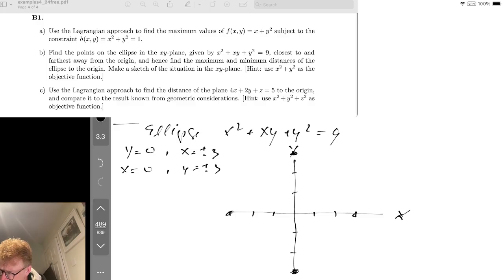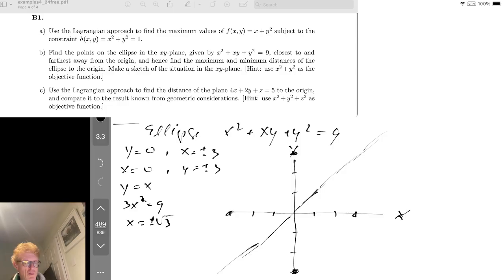So now let's do y is x. What do we get? Then we get 3x squared is 9, so x is plus or minus square root of 3. So that's on y is x. What's plus or minus square root of 3? I think it's 1.6, right?